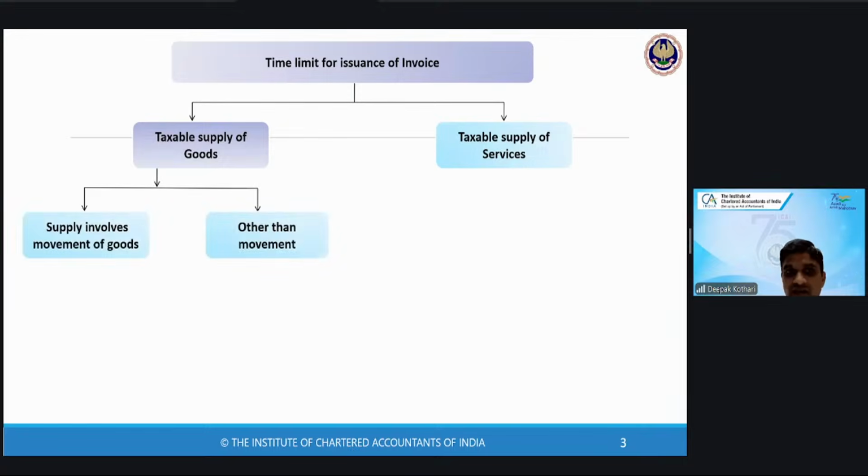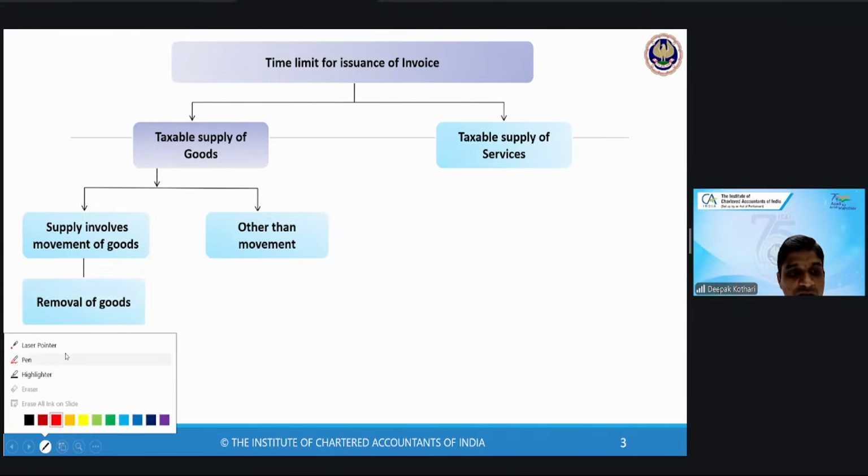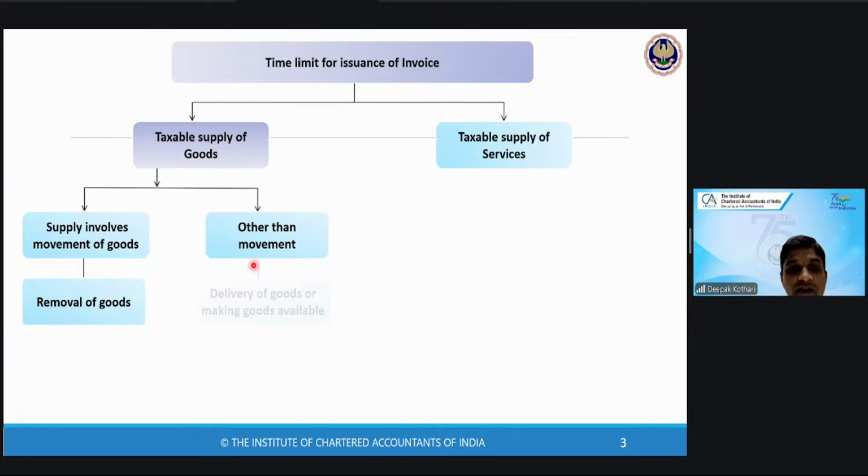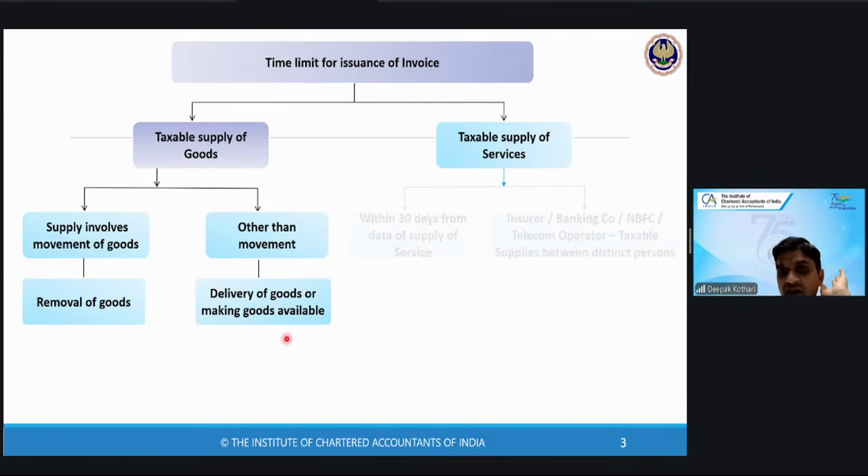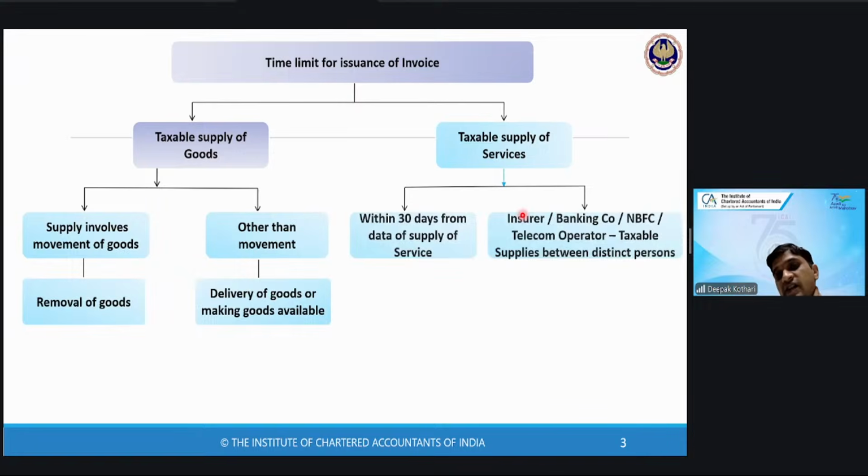We have discussed this, but just as a brush up, the time limit for goods is, where the supply involves movement of goods, before the removal of the goods. And when the supply does not involve movement of goods, then it will be the delivery of the goods or making available. Before this, you should raise the invoice. And for services, since it is intangible, within 30 days from the date of supply of service.